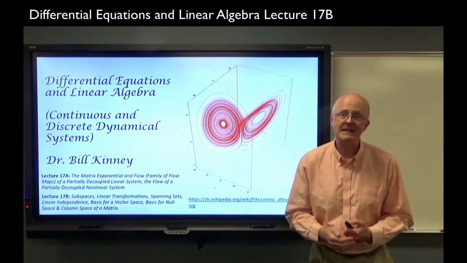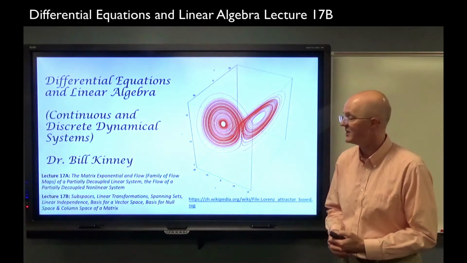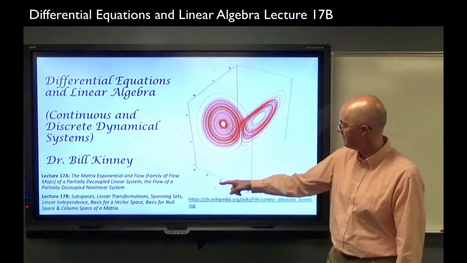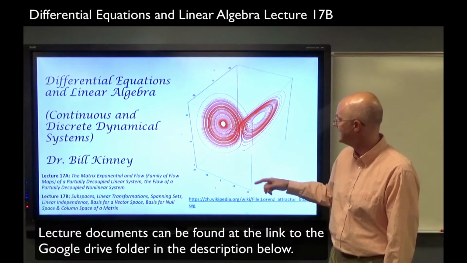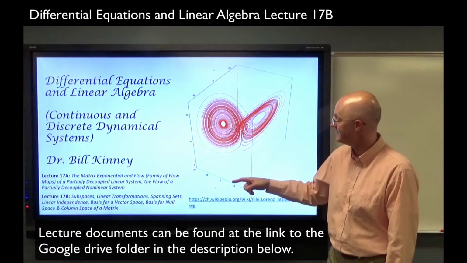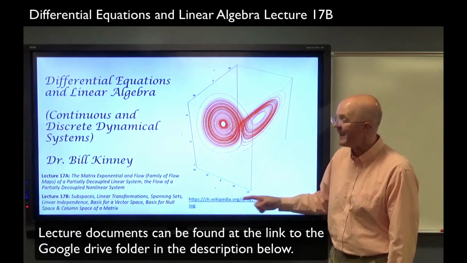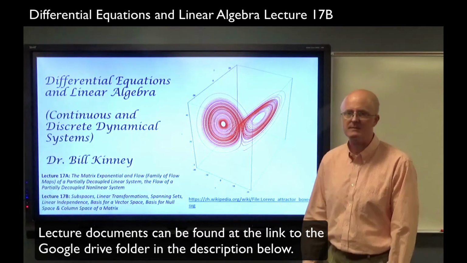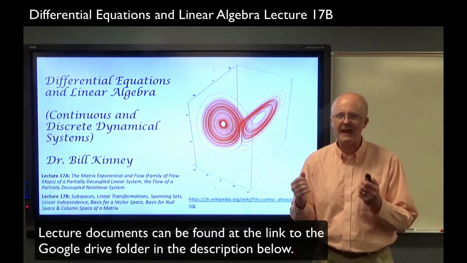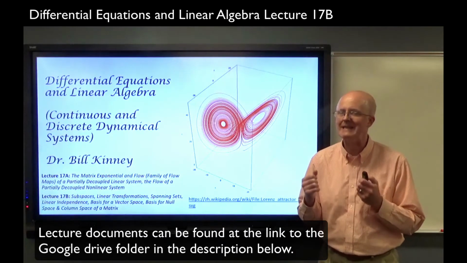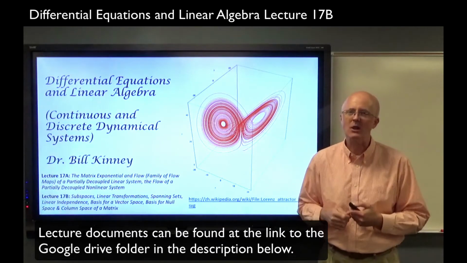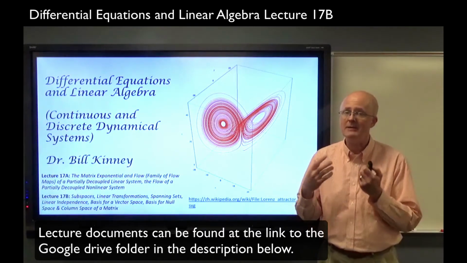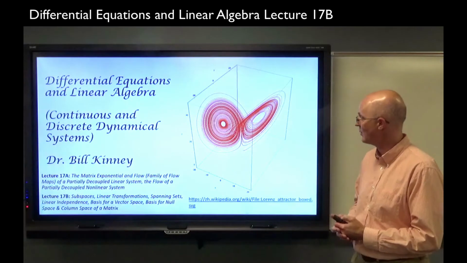In lecture 17b of differential equations and linear algebra, we're getting into the heart of abstract vector space theory. Subspaces, linear transformations, spanning sets, some new concepts, linear independence, basis for a vector space, and then some examples, basis for a null space and a column space of a matrix. Really, really abstract, but really, really key ideas. You need to learn how to think abstractly about these things. Examples help, but you need to be able to get beyond examples as well.